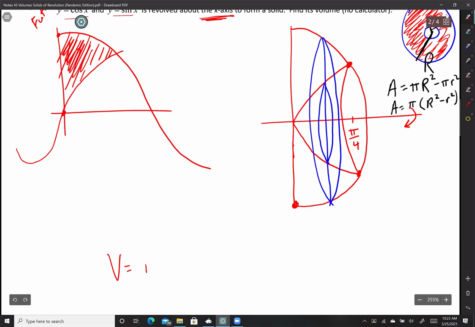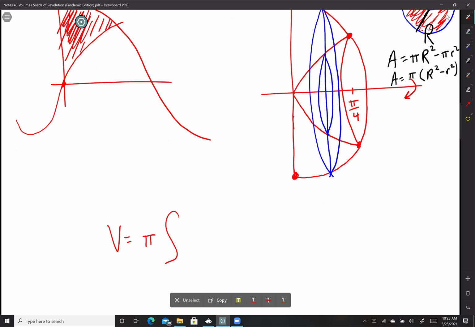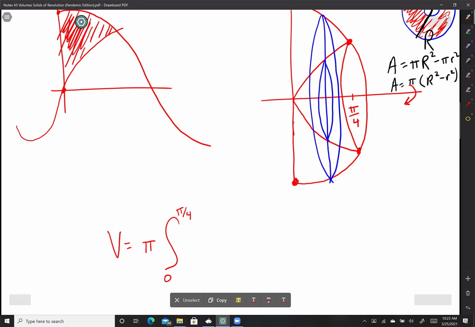Volume equals pi on the outside. That's what's common practice. Integral. I'm going to integrate. Give me my limits. From what to what? Perfect. Sometimes the limits by themselves is a point, guys. 0 to pi over 4.